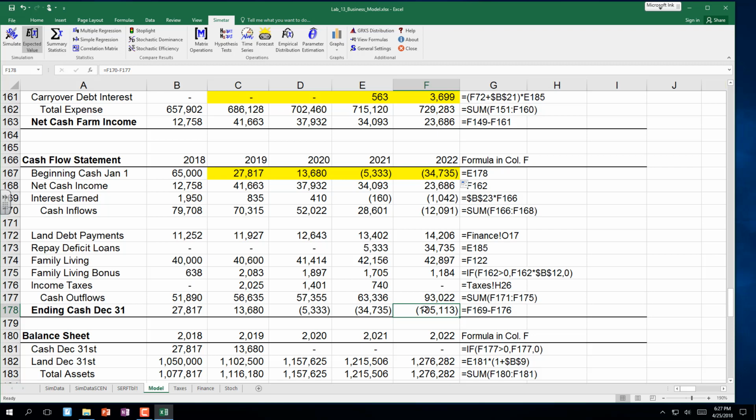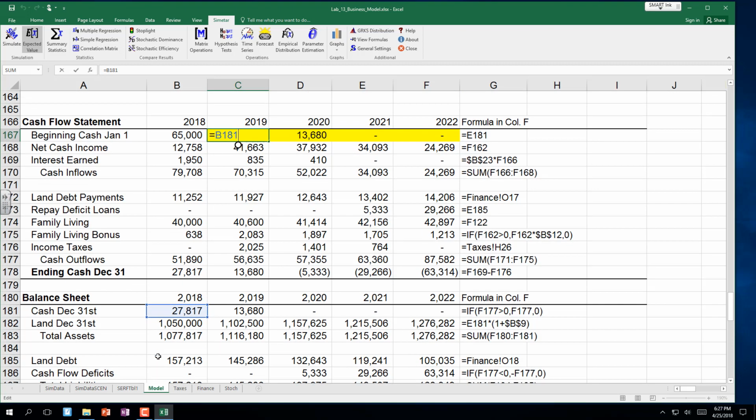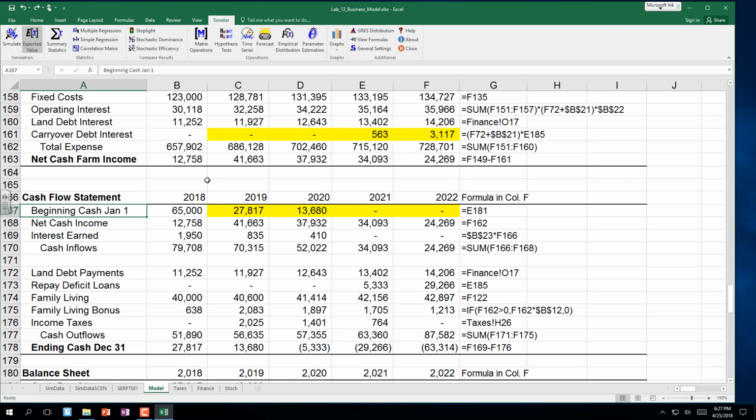That's a real mistake. So let's undo that. Okay. So this number here is supposed to come from your balance sheet. It's an asset. Okay? So think of this beginning cash as an asset. Okay? Now, how do you check these?